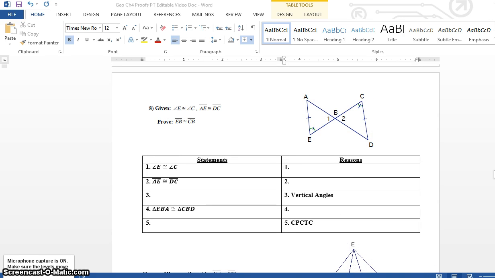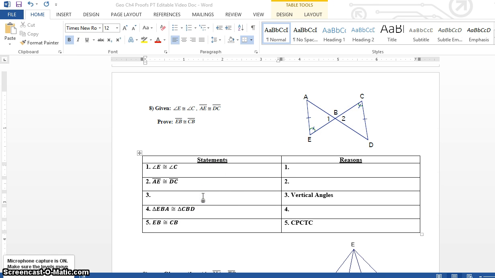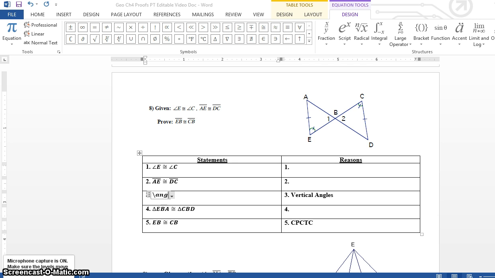Moving on to number 8. CPCTC to prove the last bit. That's definitely going to be segment EB, make sure you're using the line above it, is congruent to CB. Now, proving these triangles congruent, that's a bit different. We've got to figure out what's going on. So vertical angles. Do we have a pair of vertical angles here? Yeah, looking at the picture, 1 and 2. So we write angle 1 is congruent to angle 2.